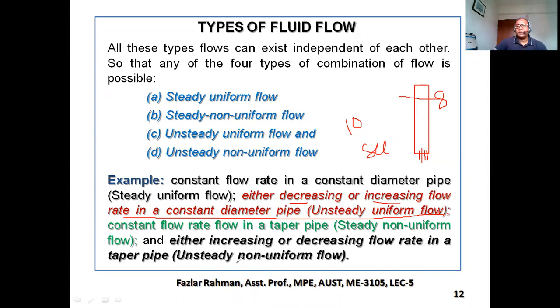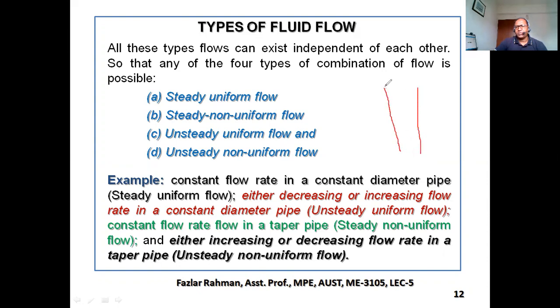Now, instead of a constant diameter pipe, if you have a taper pipe, for example, right over here, a little bit wider cross section, but right over here, the cross section is narrow. Then what will happen? Your fluid particle at the middle will travel faster, but at the side wall will travel with less velocity. That means velocity is not the same due to the change in diameter of the pipe.